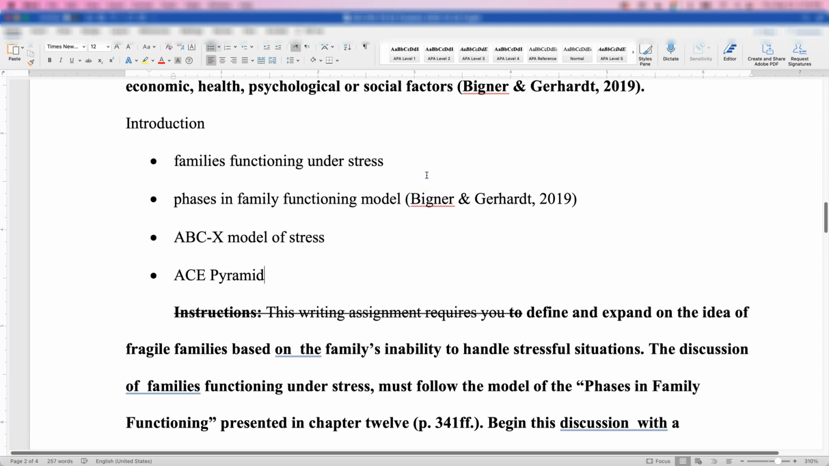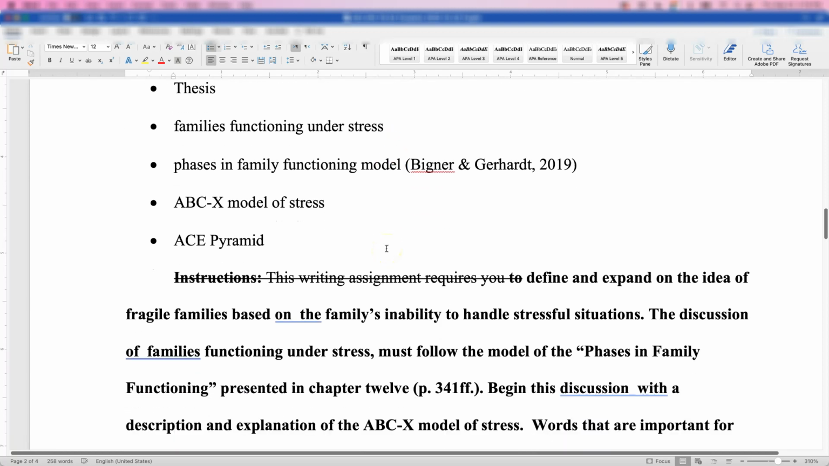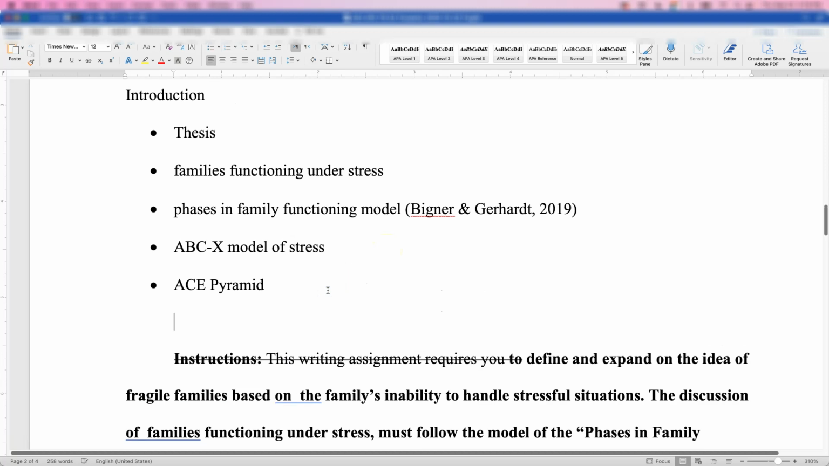Now, the introductory paragraph, or paragraphs, depending on how long your paper is, should lay out a roadmap of your paper. What are the things that you're going to be discussing? And whatever your thesis or central idea is, make sure you state that either at the beginning or the end of the paragraph.